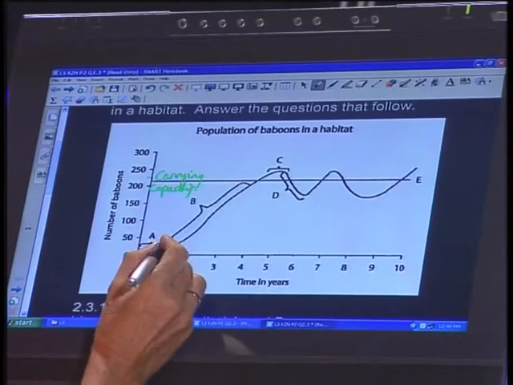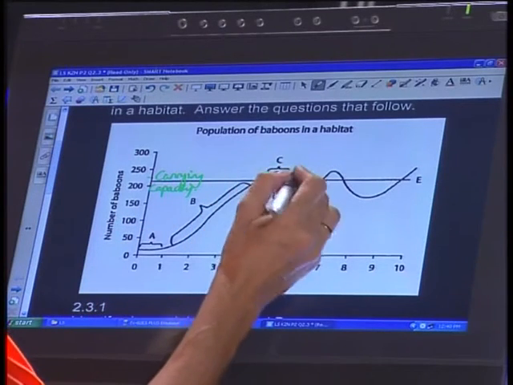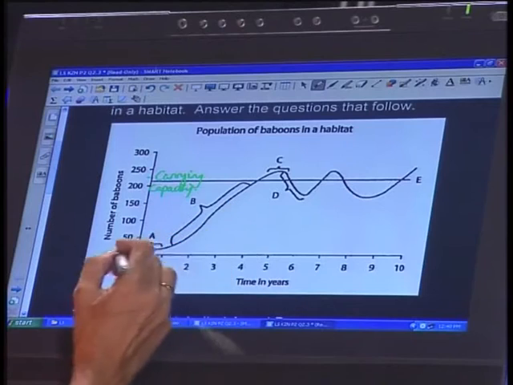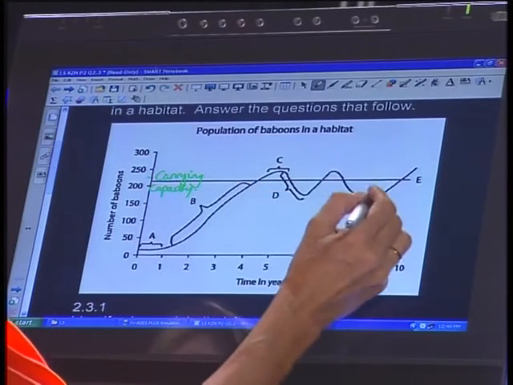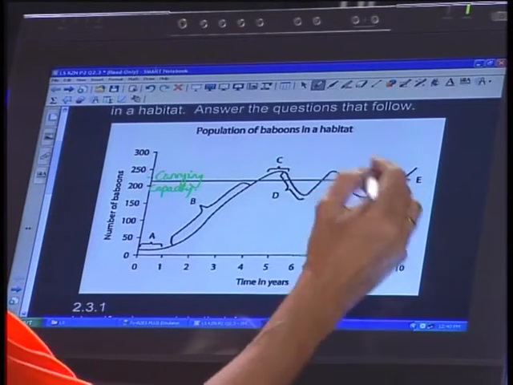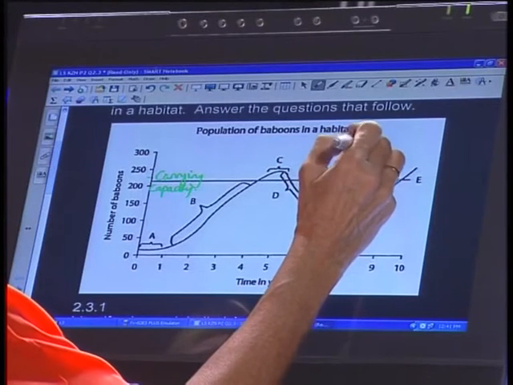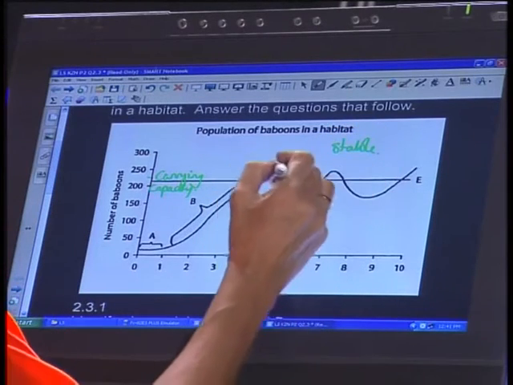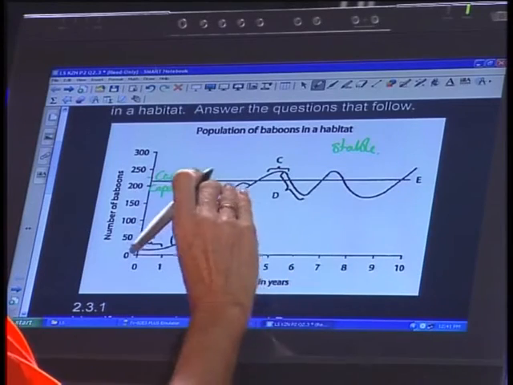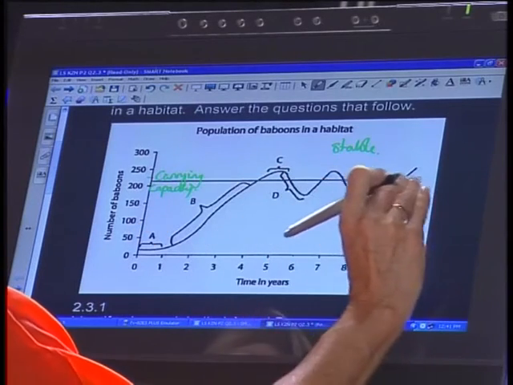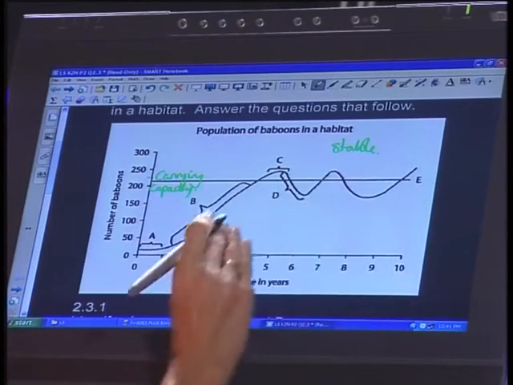Now if we look at A and B and C and D, look at this population, it's going up and down. This means it is a relatively stable population. It's stable even though it's going up and down, but it's sort of going up and down around about the same average.